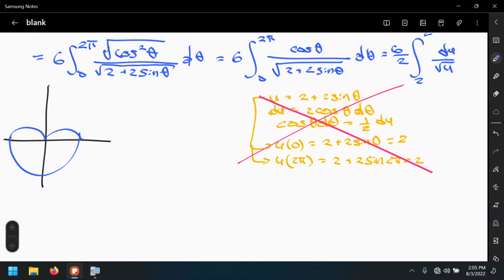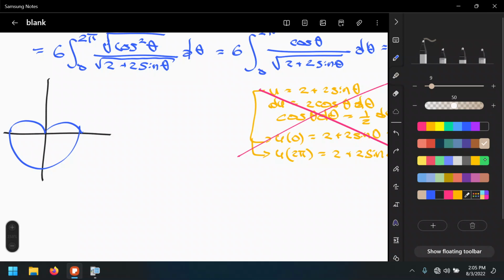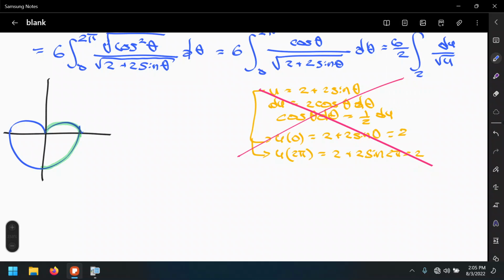So in this case, we're going to do the following. We are going to integrate, in a better color, over half of the region, but instead of going from 0 to 2 pi, what we're going to do is go from negative pi over 2 to pi over 2 and times 2. How about that? All right.